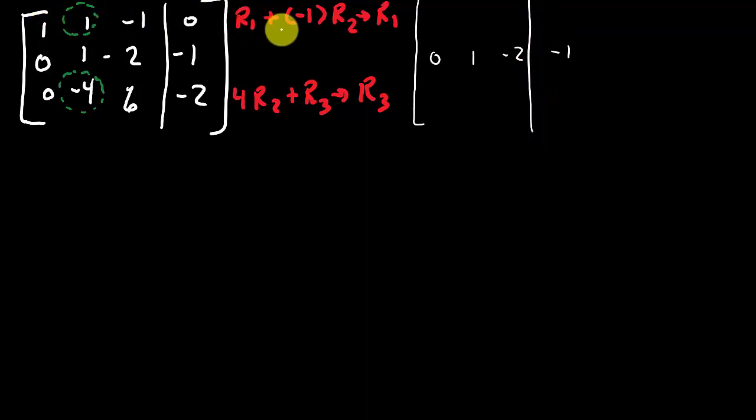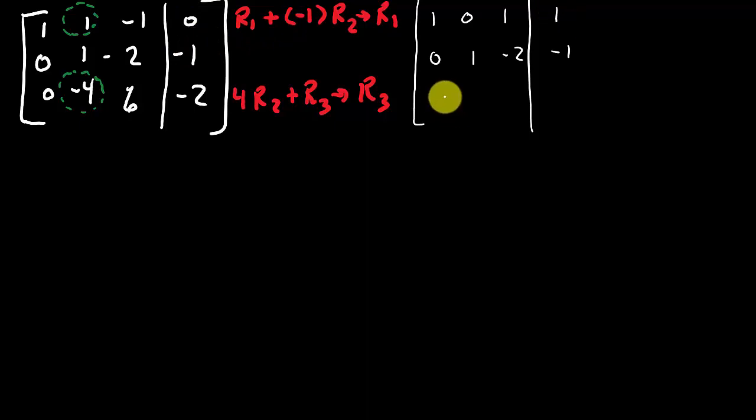Let's do this one. So I've got 1 plus, and -1 times 0 is 0. So 1 plus 0 is 1. And then I've got 1 plus -1 times 1 is -1. So 1 plus -1 is 0. And then this one I've got -1. And then a -1 times a -2 is a +2. So I've got -1 plus 2 is 1. And then I've got 0 plus, and that's going to be 1. So that's going to be 1.